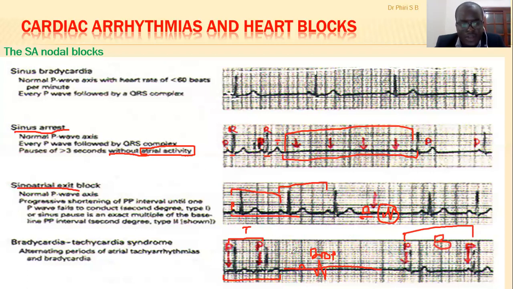So you have bradycardia-tachycardia syndrome within the same patient. So I hope that is clear.